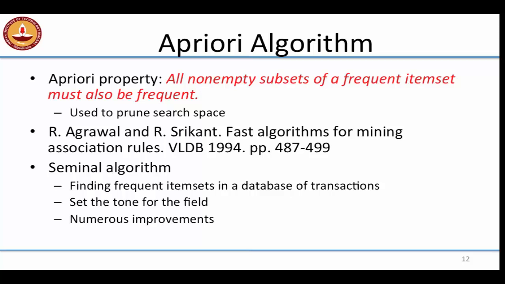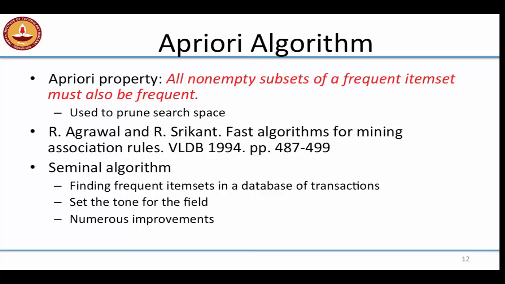The first paper that proposed this a priori property and came up with a fast algorithm for mining association rules was proposed in 1994, and it has been a very seminal algorithm. They first introduced this problem of finding frequent item sets in a database of transactions. It set the tone for the entire field. In fact, this use of the term mining association rules was almost the reason for the whole subfield of data mining.